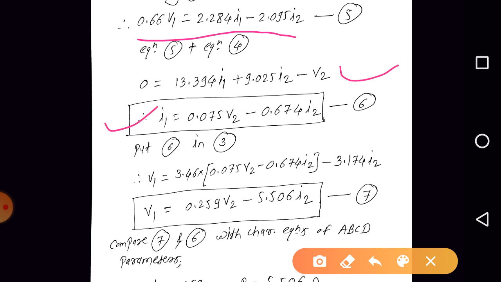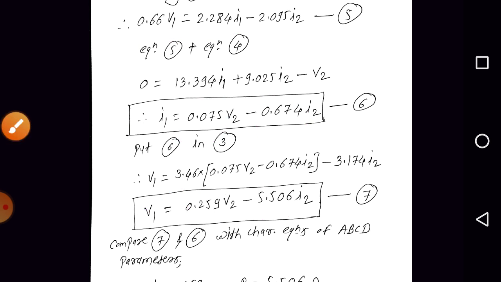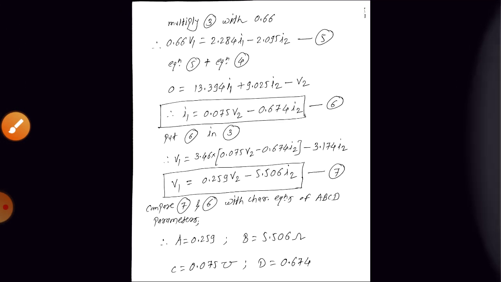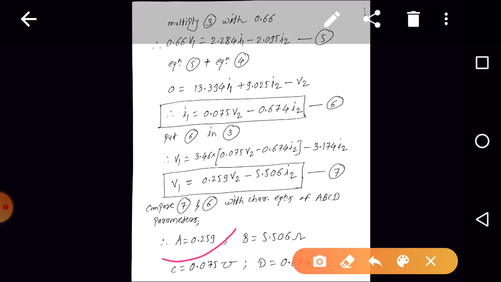After that, we get the expression for I1 in terms of V2 and minus I2, and we put this equation 6 in equation 3 to get V1 in terms of V2 and minus I2. So V1 is equal to A V2 minus B I2, where A is equal to 0.259 and B is equal to 5.506. I1 is equal to C V2 minus D I2, where C is equal to 0.075 and D is equal to 675. These are the values of the ABCD parameters for this network. So this is about the ABCD parameters, or transmission parameters, of the two-port network.